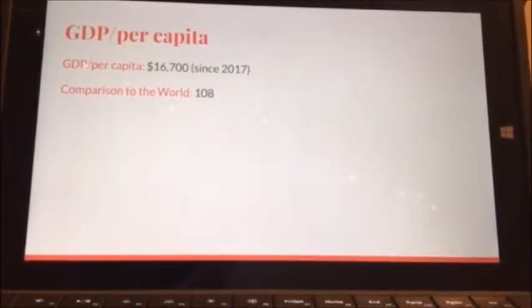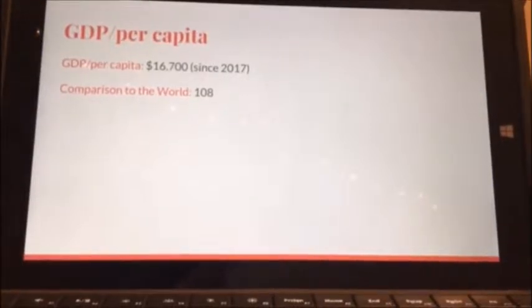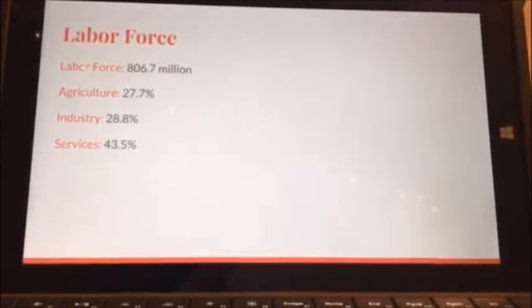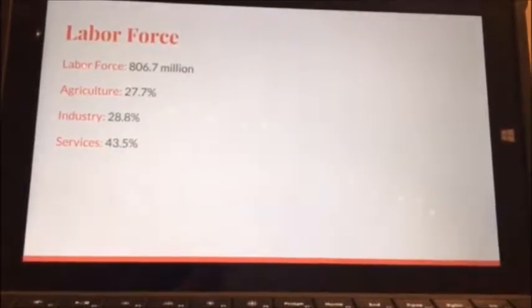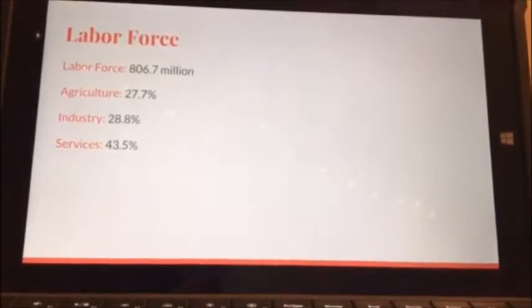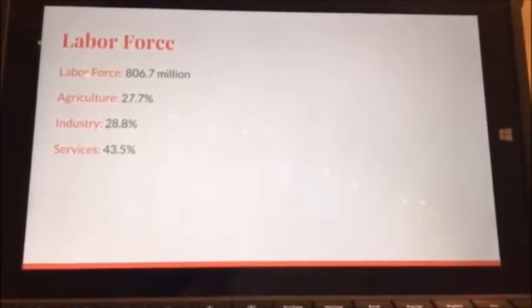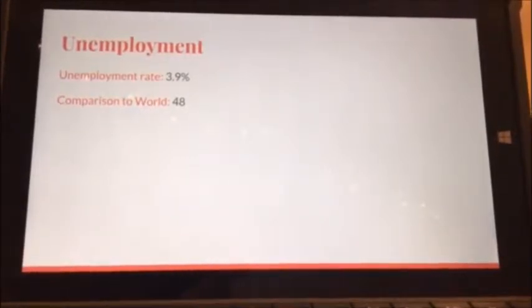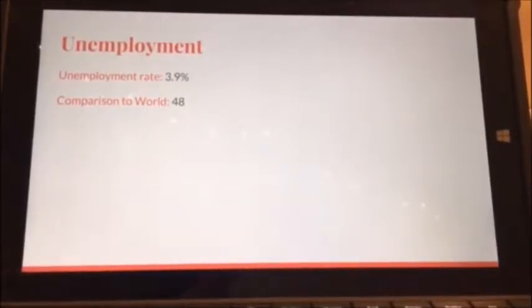The GDP per capita is 16,700, and the comparison to the world is 108. The labor force is 806.7 million people, and these are the different jobs in which people are found in the labor force. The unemployment rate stands at 3.9%, and the comparison to the rest of the world is 48.